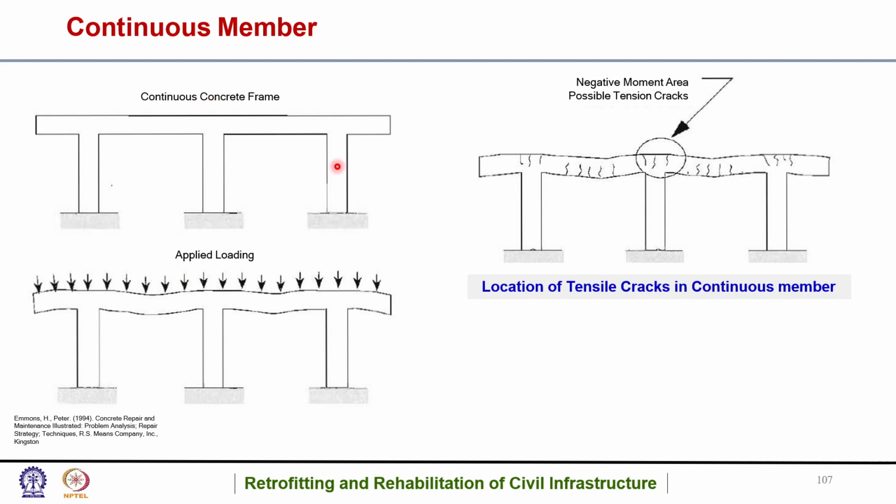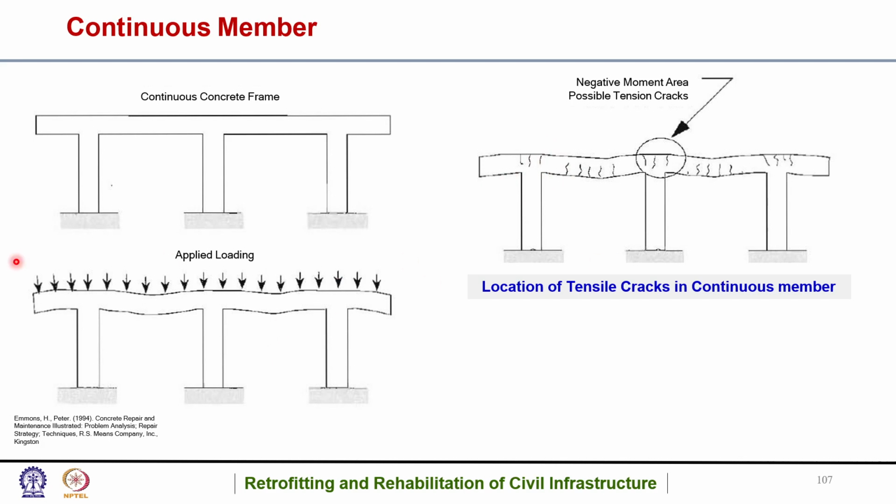And if we talk about a continuous member, this is a continuous concrete frame, and this is the applied loading. If you see here, the stress reversal occurs. Stress reversal is basically, it will not be the appropriate word, the stress reversal. It will be alternate, is what I wanted to say.